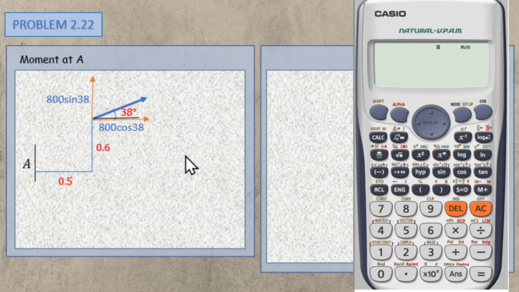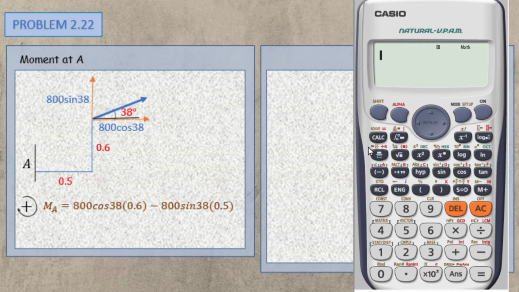So to start solving for our moment at A, I will assume clockwise positive. Here guys, you can also assume counterclockwise positive, so it depends on your assumption. Since I assume clockwise positive, this 800 cosine 38 is positive since it will rotate in clockwise direction. So 800 cosine 38 multiplied by its moment arm, 0.6. And this one will rotate counterclockwise. So therefore, since it is counterclockwise, our sign will be negative. So it will be minus 800 sine 38 multiplied by its moment arm, 0.5.